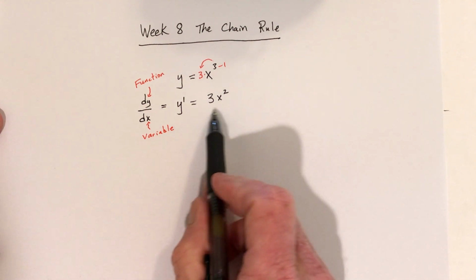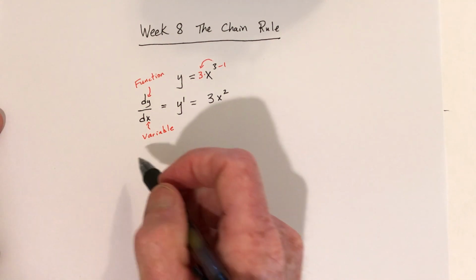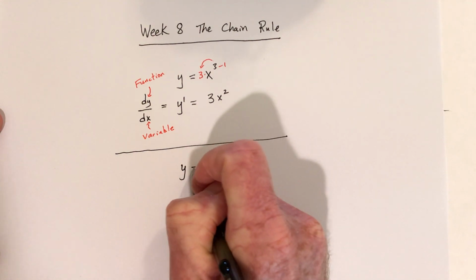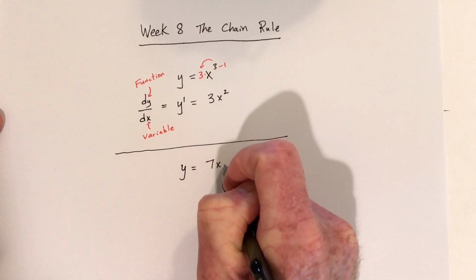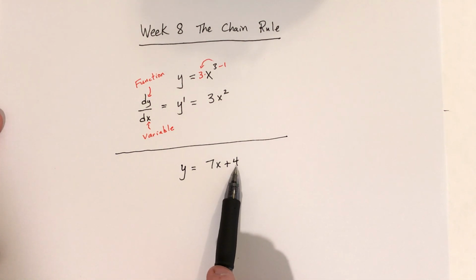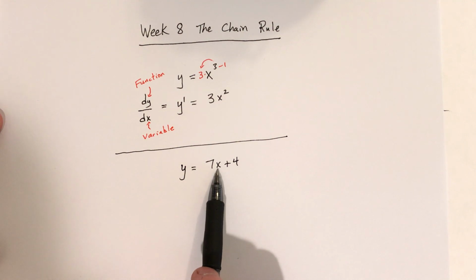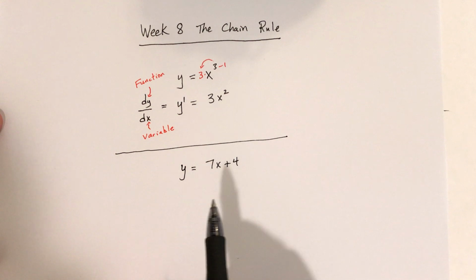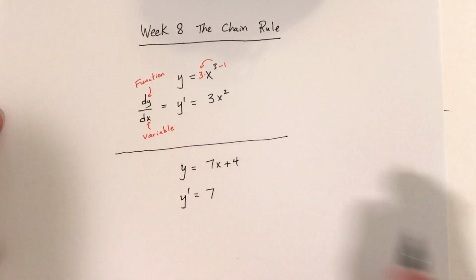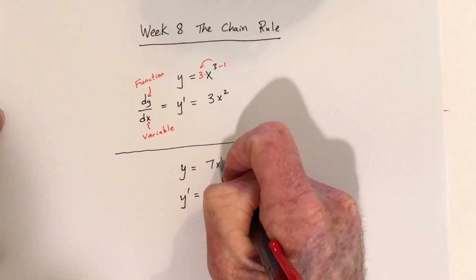So we already did the derivative of x cubed. Then, what if a function was something like 7x plus 4? Well, the derivative of a constant is 0, so that's going to disappear. And the derivative of 7x, since derivative tells you slope, the slope of this line is 7. So the derivative equals 7.